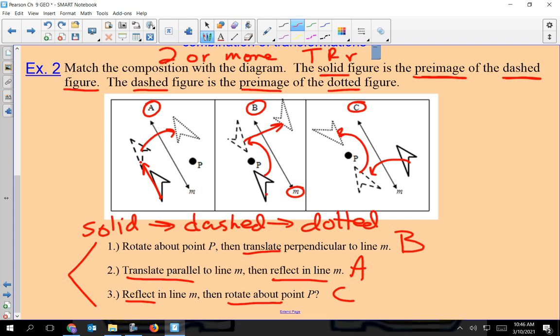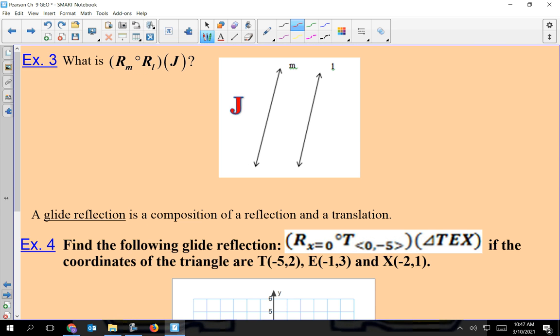All right, so kind of a nice way to start doing that. This is one transformation, this is the second. One transformation, then the second. So that's what makes up compositions, okay? Two or more. We did two in each one. Okay, so we're going to go here.